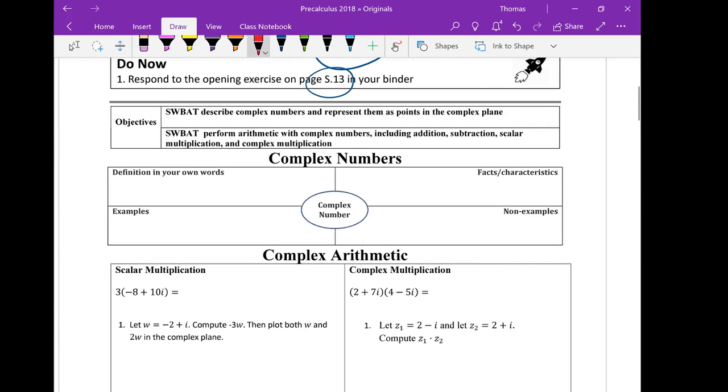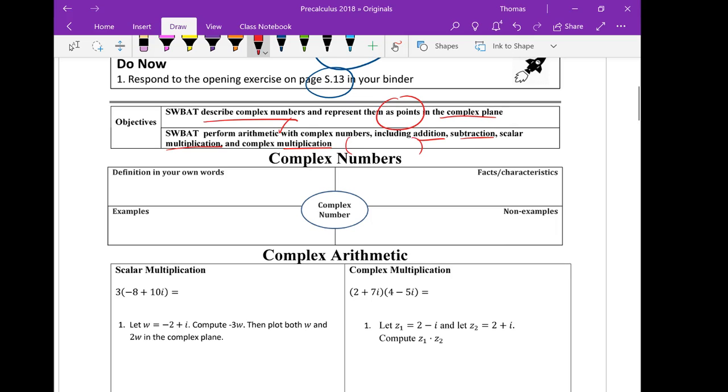Today, we're going to be able to describe complex numbers, so we want to know what a complex number is and be able to represent them as points in the complex plane. We started that process last time. We're going to finalize it today. The second thing is we're going to be able to perform arithmetic. That is basically addition, subtraction, and 2 kinds of multiplication. Notice there's not division on here. We'll cover that later in the year, this unit. So let's start by describing complex numbers.